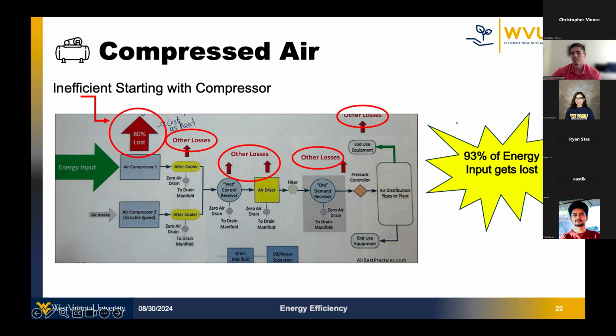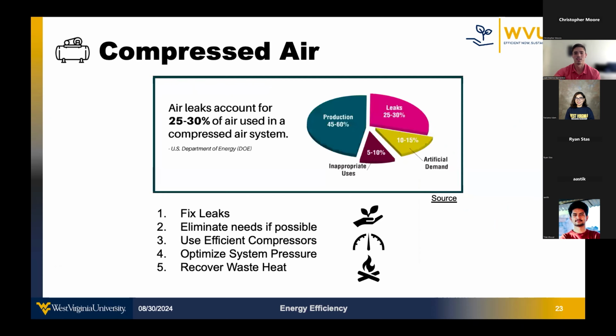That energy is being lost. So it's important to optimize the system. And how are we going to do that? You have leaks that also account for a significant amount of energy being wasted here. 25 to 30% of the air used in compressed air systems is lost in just air leaks. So fixing them is one of the most cost-effective improvements.